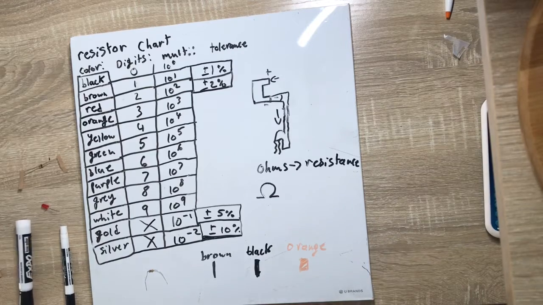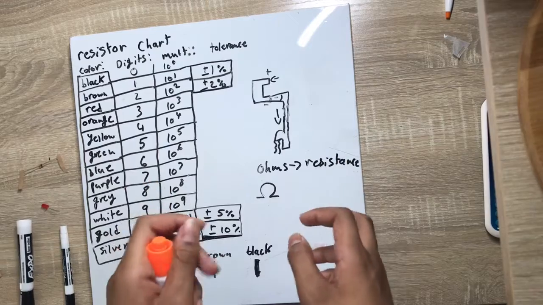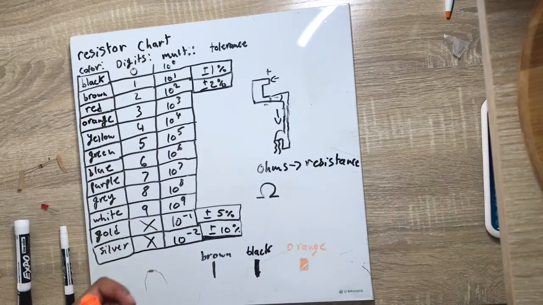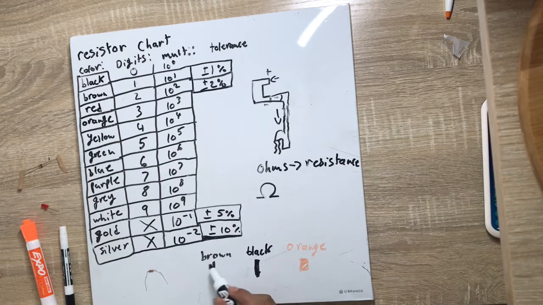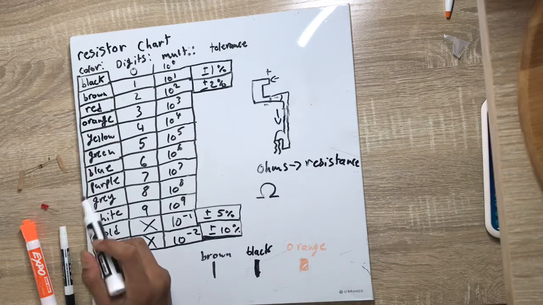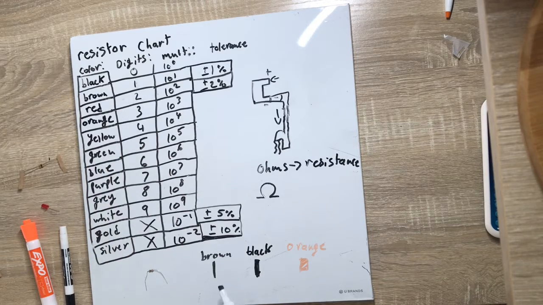Okay. So now that we have our 3 bands here, we can figure out the ohm value of this resistor. So the first thing that we want to see is the first 2 values. We see here that the first 2 values are brown and black. So we have to look them up on our chart here. The brown value we look up is the digit 1.